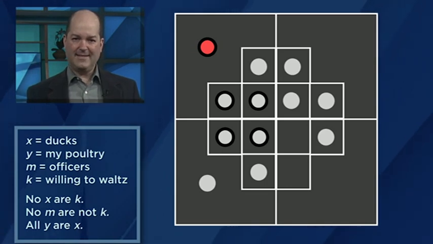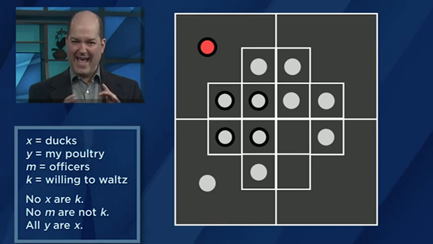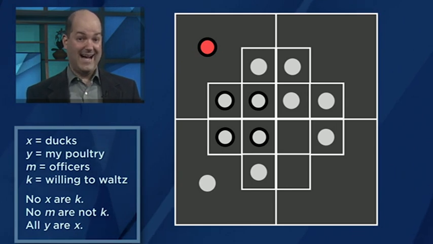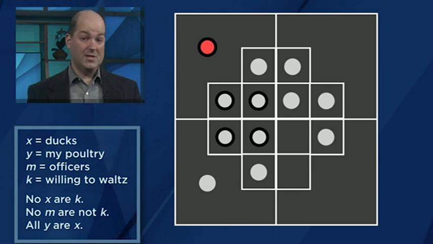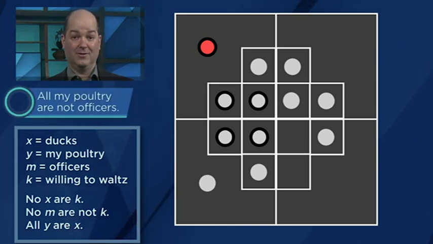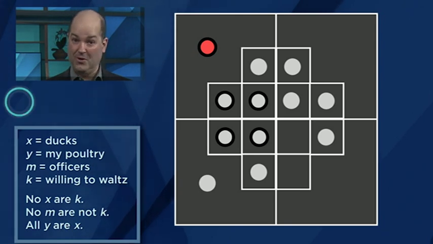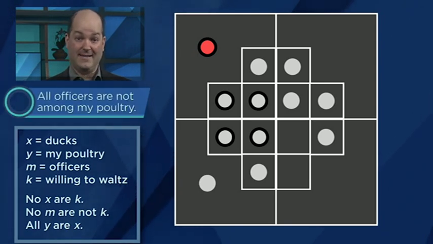You'll notice that some of the counters have been given an extra thick outline. These counters justify the conclusion that all y are not m. In other words, we get the conclusion all my poultry are not officers. Or, equivalently, the more reassuring, all officers are not among my poultry.